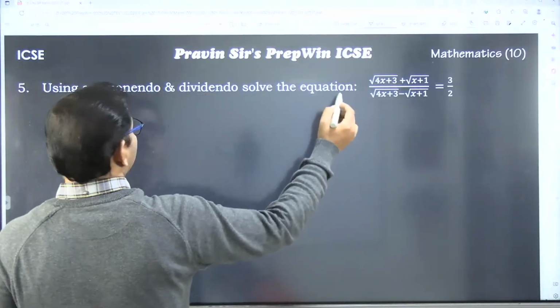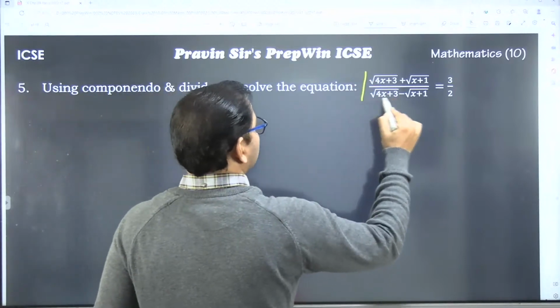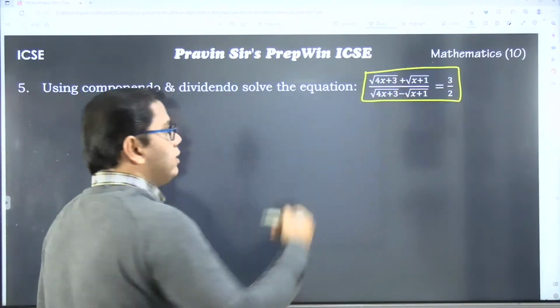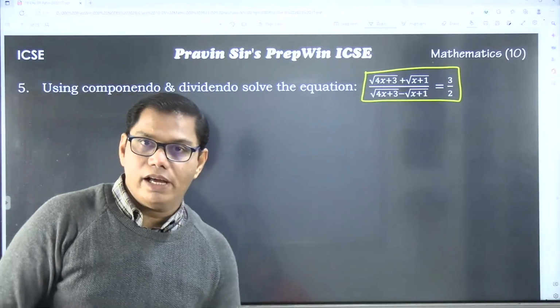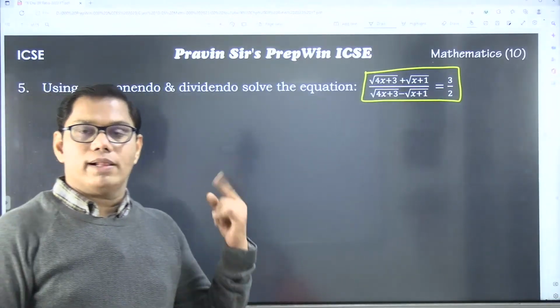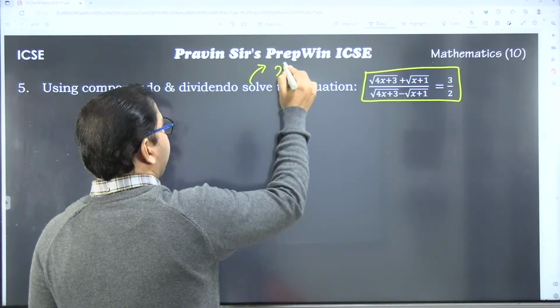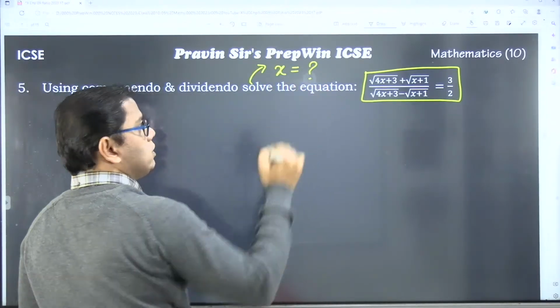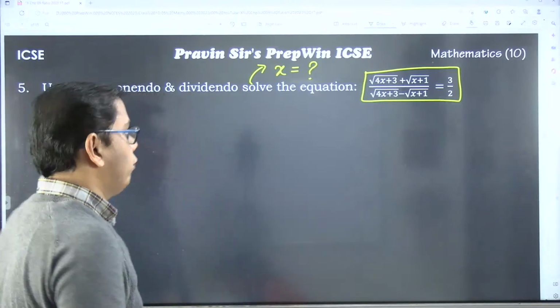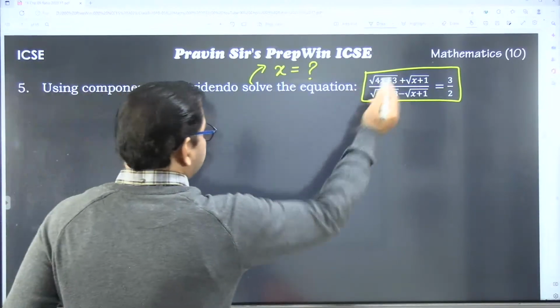See here, we have to solve. Solve means what? Look at this equation. How many variables are there? Only one variable, that is x. Solve means we have to find the value of x. What is the value of x? That is what we have to find. So this is my question.